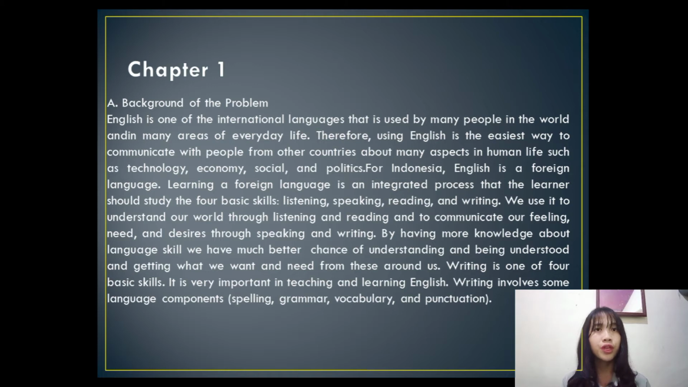Learning a foreign language is an intricate process in which the learner should study the 4 basic skills: listening, speaking, reading, and writing. We understand our world through listening and reading, and we communicate our feelings and describe through speaking and writing. By having more knowledge about language skills, we have a much better chance of studying, being understood, and getting what we want and need from those around us.